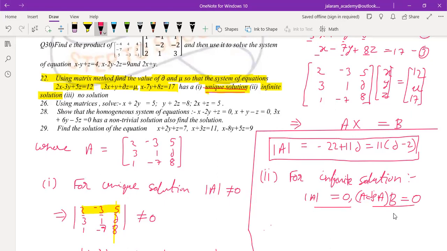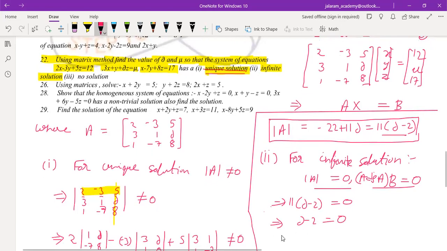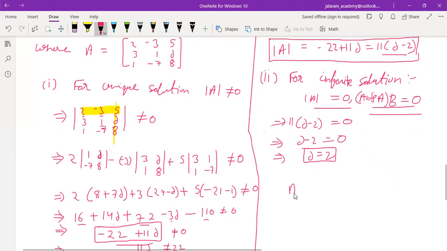These two conditions. In the first condition, we get 11 into delta minus 2, which is the value of the determinant of A, as 0. That is, delta minus 2 equals 0. That is one value we have got: delta equals 2. The other will be obtained when we find the value of adjoint of A into B.